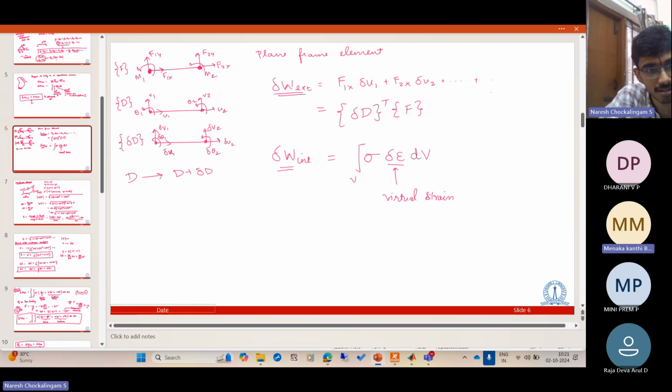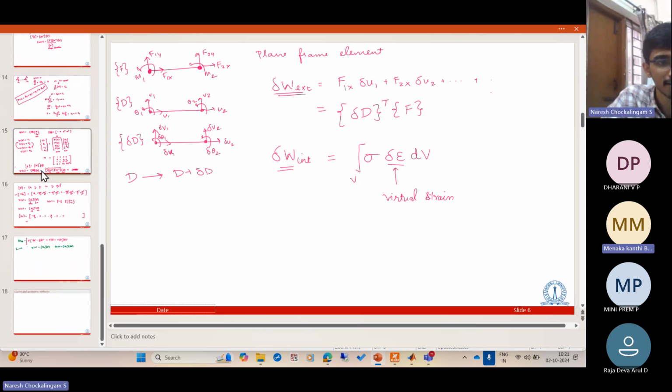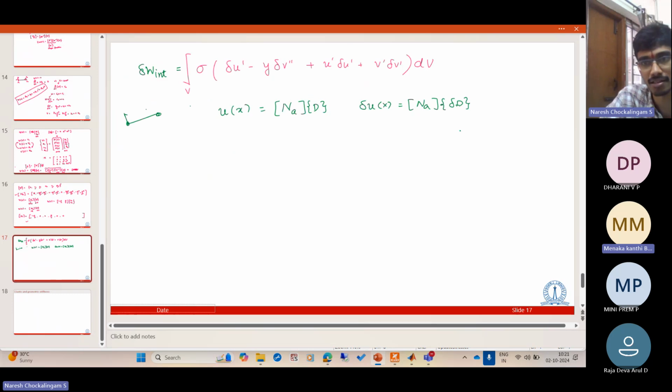So these virtual displacements also have degrees of freedom, which are virtual degrees of freedom, del U1, del V1, del theta 1. And the real displacements have U1, V1, theta 1. So here the interpolation also follows the same thing. These are the virtual displacements. There are no virtual shape functions because shape functions are just interpolation. No matter what the solution is, shape functions are fixed.